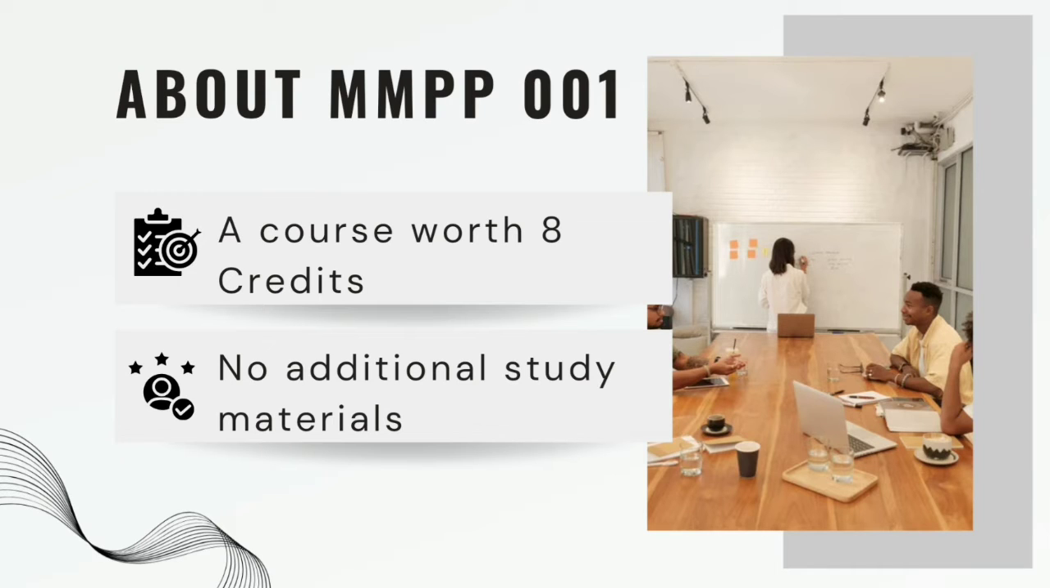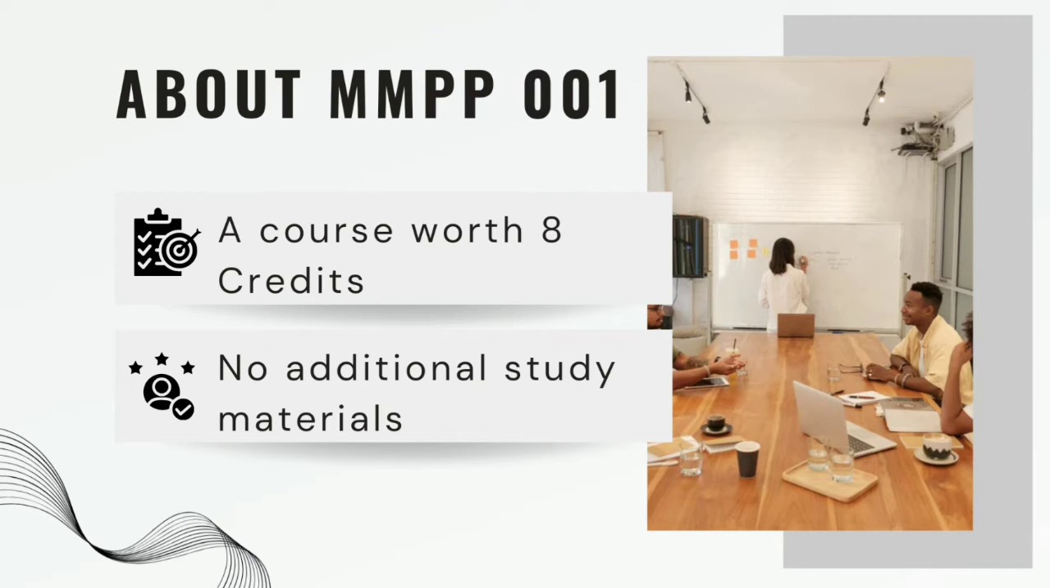So what do you know about MMPP 1? First and foremost, it is a course that comes up in your third semester. It actually has 8 credits, but it is treated as one course. So this is the course which has, you can say, the maximum weightage out of all the other subjects in your MBA syllabus. But the thing is that you have to do this on your own.